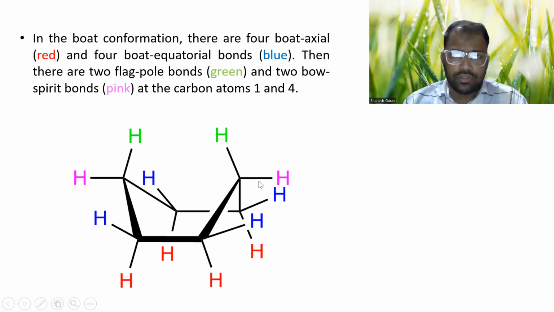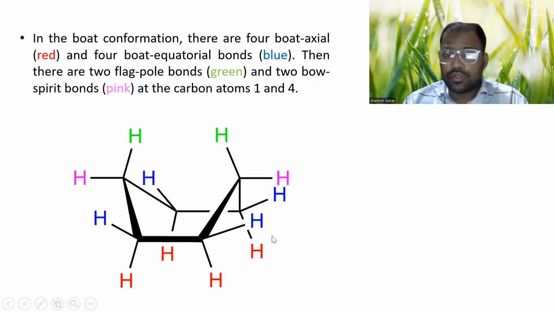And these two hydrogens which are pointing out will be considered as bowsprit bonds, whereas the hydrogens which are pointing inwards inside the boat are called flagpole bonds.